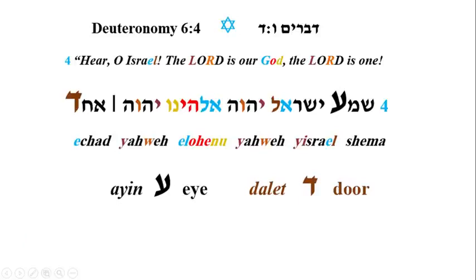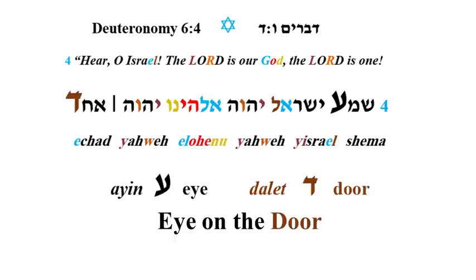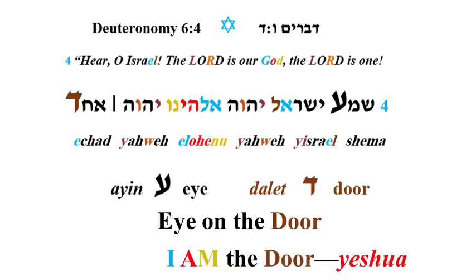Ayin is eye. Dalet is door. Here it's telling you that those two enlarged letters say, keep your eye on the door. Well, that's interesting, because Yeshua said, I am the door. No one gets to the Father but through me. Remember, Jesus is the door.